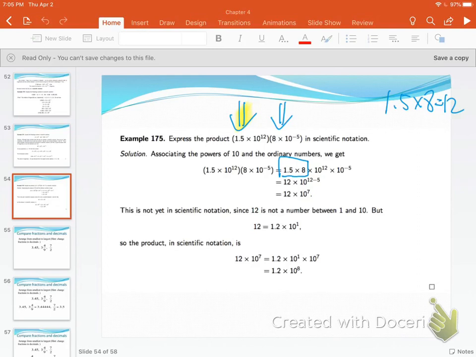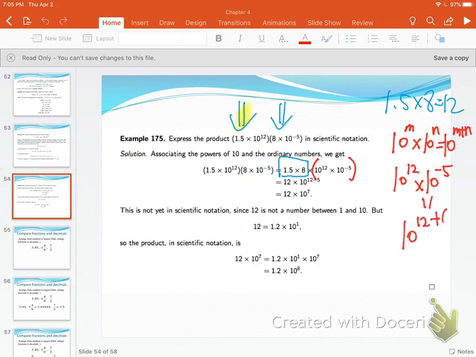And then the second part is the power of 10. What's the rule of multiplication for powers of 10? If you have 10 to the mth power times 10 to the nth power, we add the exponents. It's 10 to the m plus n power. So here we have 10 to the 12 and 10 to the negative 5th power, so this will be 10 to the 12 plus negative 5, which is 10 to the 7th power. That's how we get this answer, 12 times 10 to the 7th power.